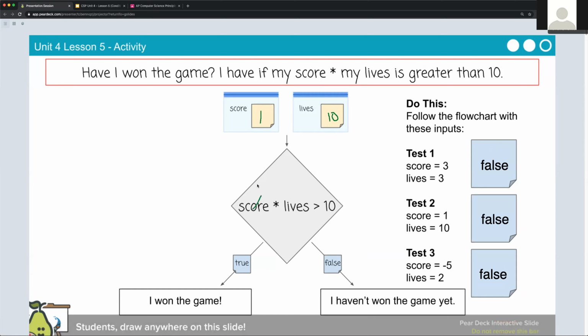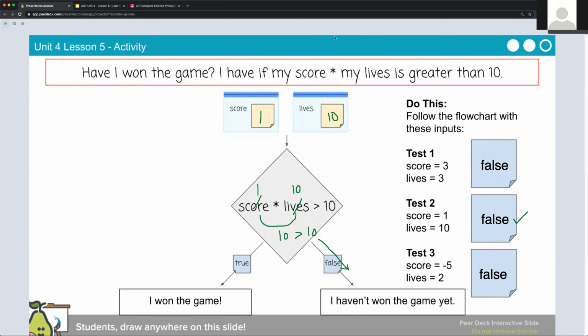So if we bring down those 2 values, we get 1 times 10, and 10, is that greater than 10? No, they are the same value, so this is false. Okay, so this one is correct. Please let me know if you have any questions about that one.